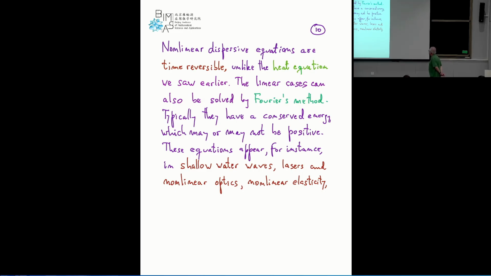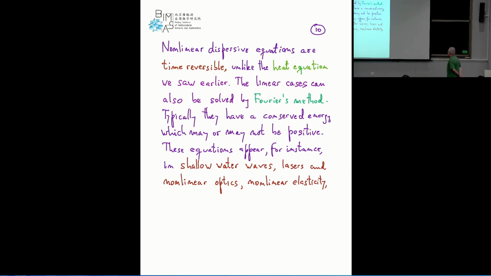So let me tell you a few things about nonlinear dispersive equations. Nonlinear dispersive equations are time reversible. So time can go both backwards and forwards, unlike the heat equation, which goes only forward. Okay?